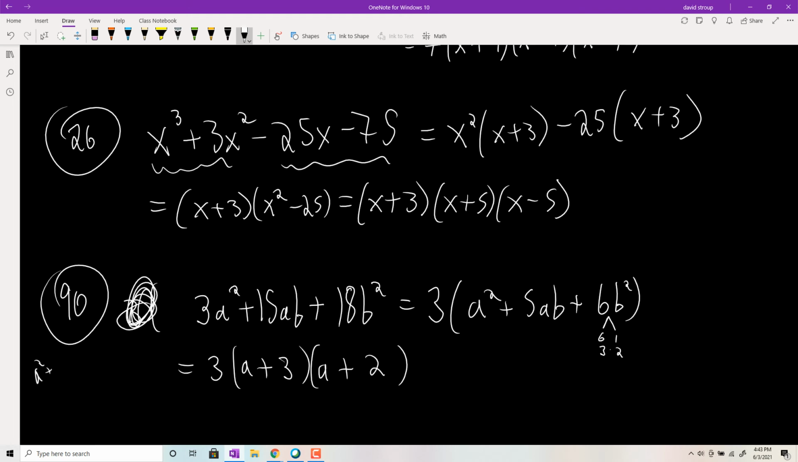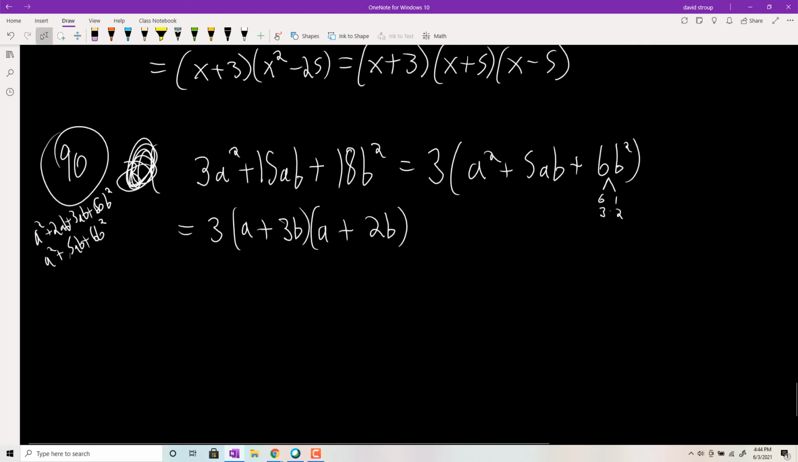A squared plus 2a plus 3a plus 6 is a squared plus 5a plus 6. And I always catch myself, right? With these, I need the b in there, because I would need 6b squared at the end of the day. 6b squared. And these would be 2ab, 3ab, 5ab. And then it works. Okay, caught myself there. Don't be like me. All right.